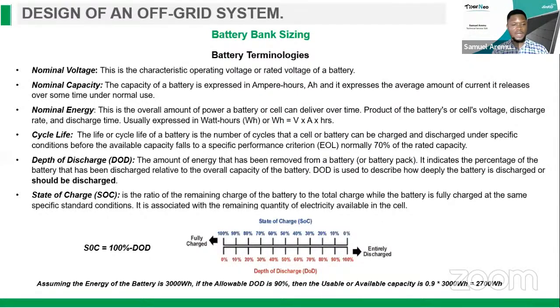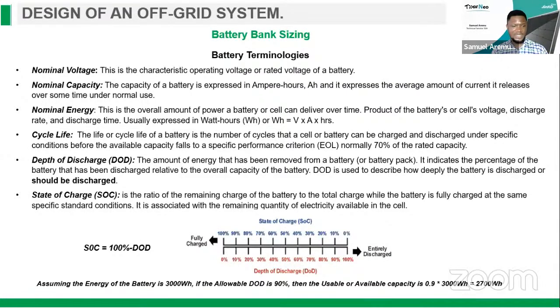Also, we have DOD, which is known as depth of discharge. It denotes the amount of energy that has been removed from a battery, and apart from that, it also denotes the maximum depth you can reach in a battery. So most manufacturers will tell you not to go beyond a certain percentage. That's the recommended DOD. For lithium-ion batteries, you have between 80% to 90%, and for lead-acid batteries, you usually have around 40% to 60%.